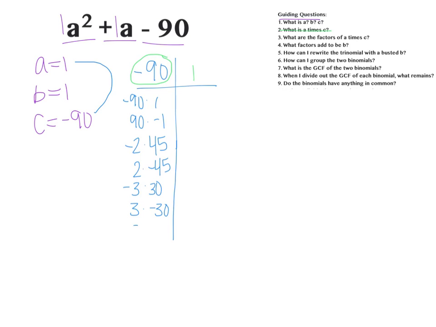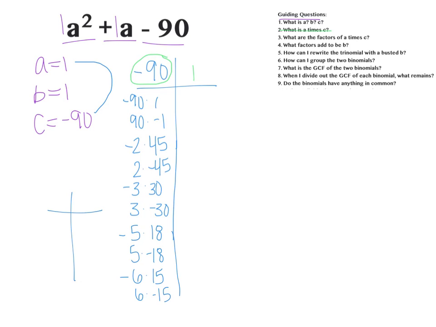Will 5 go into it? Yes. 90 divided by 5, I get 18. And again, 5 times 18 is positive, so one of those is going to have to be negative and one is going to have to be positive. All right, can 6 go into 90? 90 divided by 6, I get 15. I'm going to continue my table over here because I've run out of room.